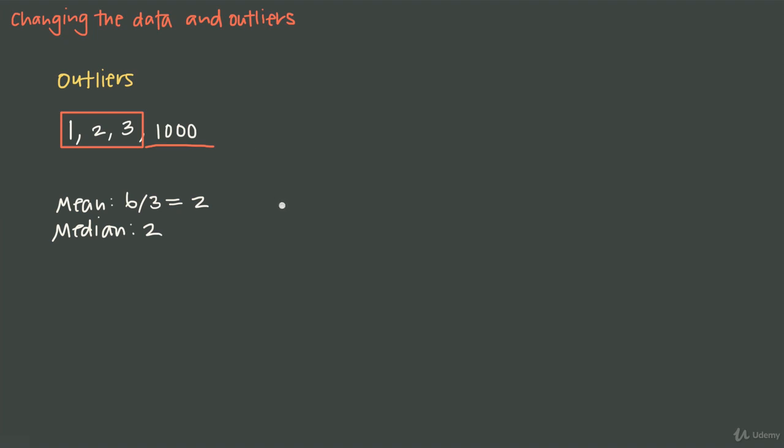If we calculate the new mean, we got 1 plus 2 is 3, 3 plus 3 is 6, 6 plus 1000 is 1006. So the sum of the terms is 1006. And then we have 4 terms in the data set, so we want to divide that by 4. Well, 1006 divided by 4 is approximately equal to 252. It's right about that.